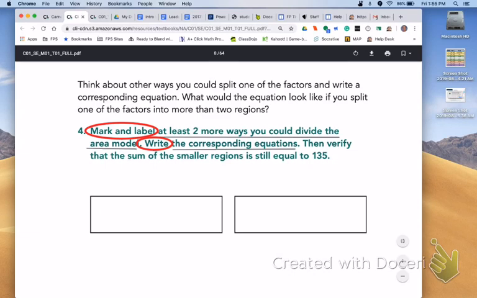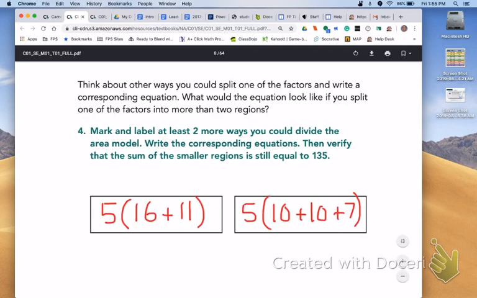Think about other ways you could split one of the factors and write a corresponding equation. What would the equation look like if you split one of the factors into more than two regions? Please answer number 4 with your group. For number 4, here are two more ways that you could divide the area model, and here is an example of what the area model would look like if you split one of the factors into more than two regions.